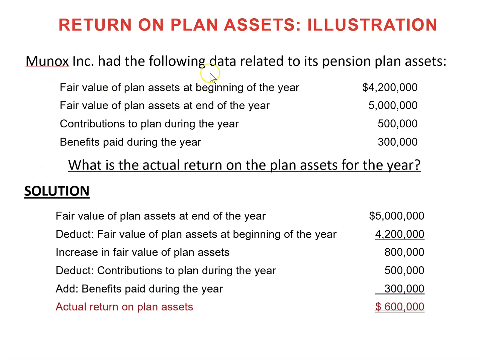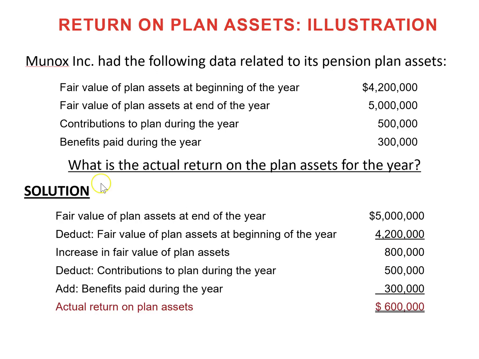Munox Incorporation had the following data. Fair value of the plan asset at the beginning of the year is 4.2 million, and the fair value of the plan asset at the end of the year is 5 million. So from here you will find the changes in the plan asset. The change in the plan asset is 800,000, but it's not the actual return.